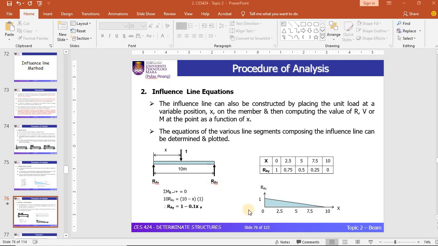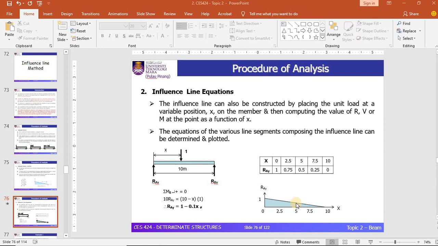For instance, if I wanted to get the value of the reaction support at A when my load is positioned at 5 meter in the beam, at the midspan of the beam, I can simply get the value of the reactions at support A by using this graph.